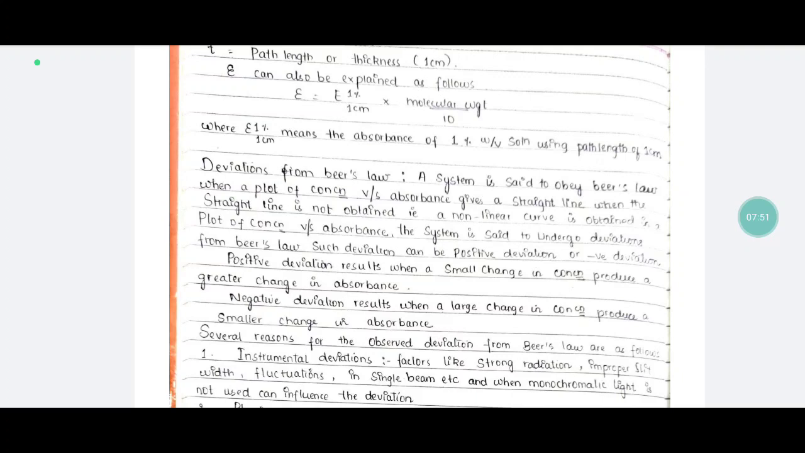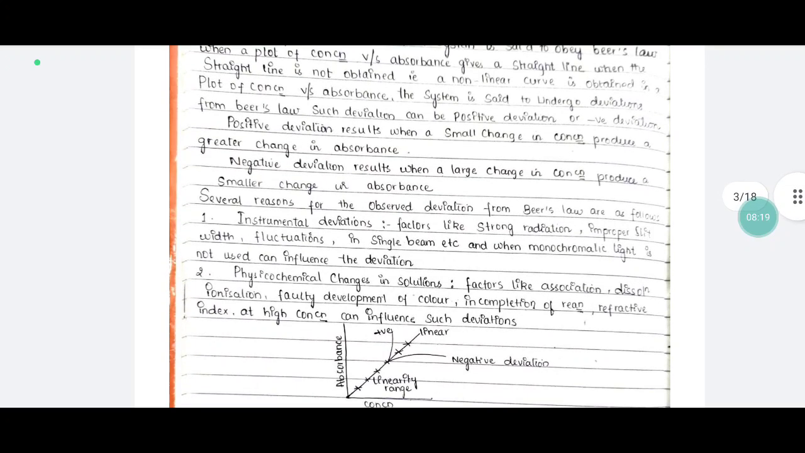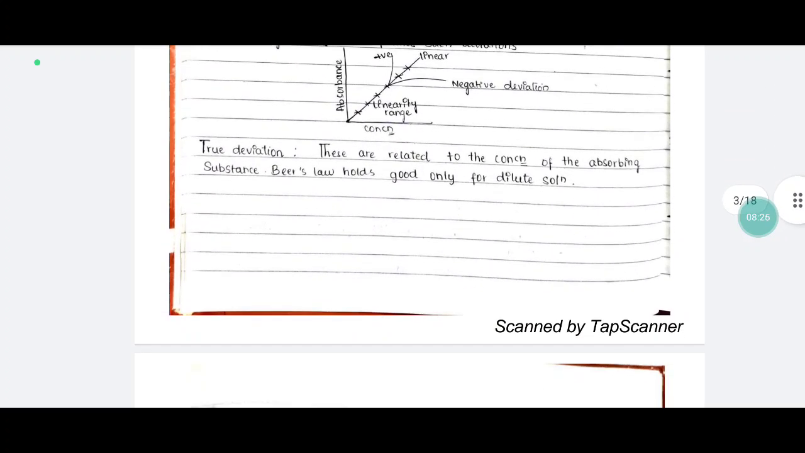What is meant by positive deviation? Positive deviation results when a small change in the concentration produces a greater change in the absorbance, and negative deviation results when a large change in the concentration produces a smaller change in the absorbance. Several reasons for the deviations of Beer's law are instrumental deviation, physico-chemical changes in the solution, and true deviation.